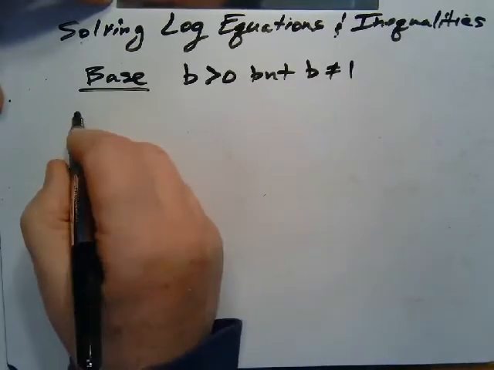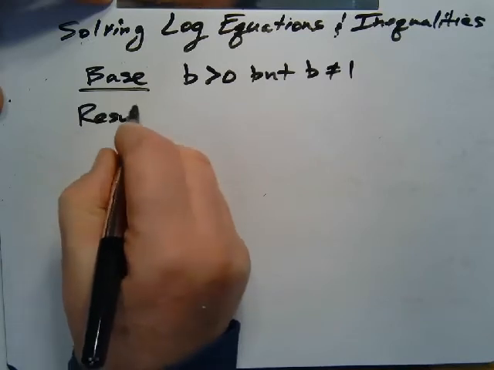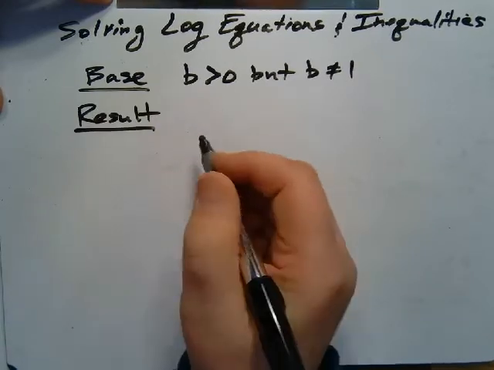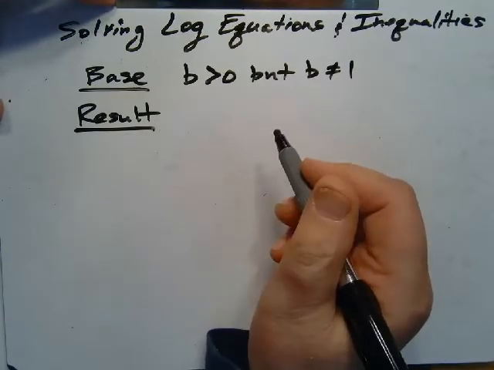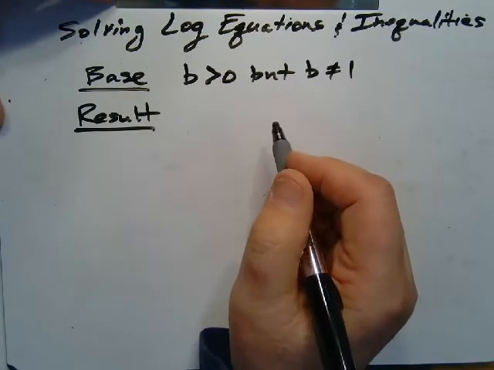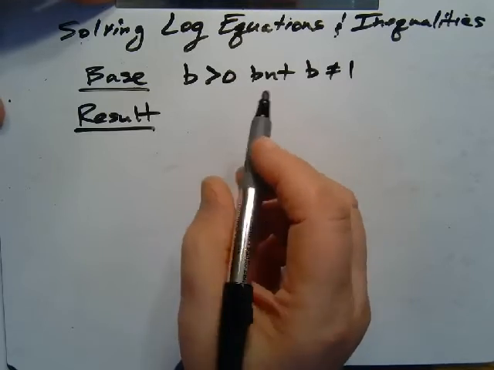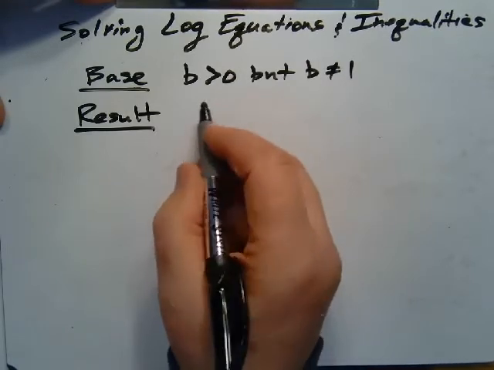Now in addition to that, there are restrictions on the result. And the restrictions on the result are in some ways even more important because it tells us whether our answer is going to be acceptable or if it's going to be an extraneous solution. So let's take a look at a couple situations.